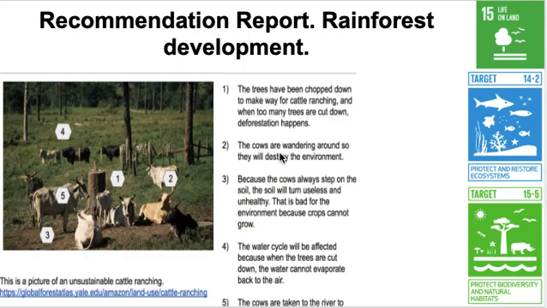Hi guys, so in this video we will think about the best way to use images in our recommendation report. You can see the student has carefully selected a photograph of rainforest development. In this photograph, the student has identified 5 problems with this type of farming. They have specifically looked at the images and labelled these 5 problems.